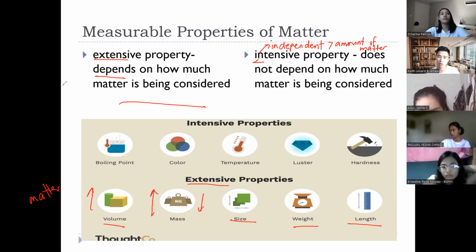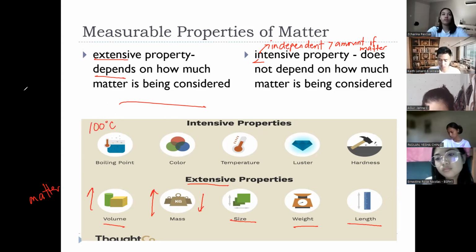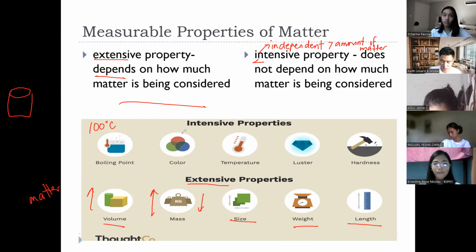What is the boiling point of water? 100 degrees Celsius po, ma'am. Okay, very good. 100 degrees Celsius. Pag nag-boil ka og isa ka baso na tubig, kanus siya mag-boil?